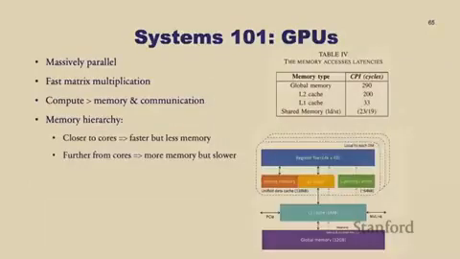Another thing to know about GPUs is that there's a memory hierarchy. This is the same with CPUs, but basically the closer you are to your cores, the less memory there is, but the faster things run. If you're further away, there's more memory, but it's slower.